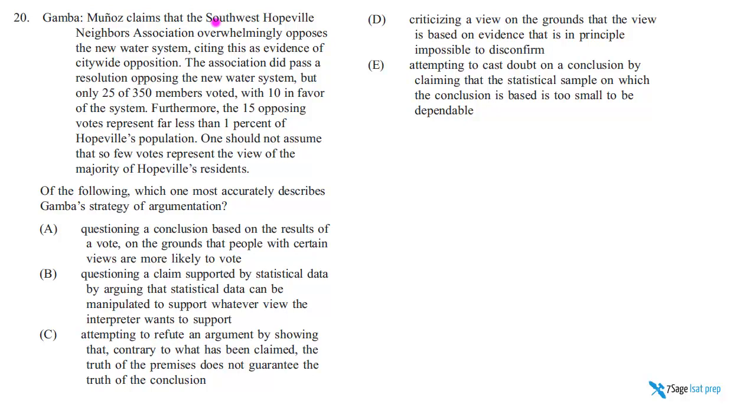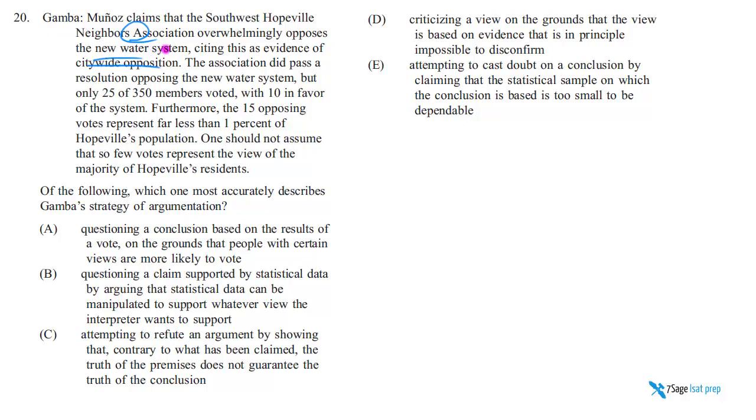M claims that the Southwest Hopeville Neighborhood Association overwhelmingly opposes the new water system. Okay. Citing this as evidence of citywide opposition. So this guy M is saying, look, this association overwhelmingly opposes the new water system. Because of that, M is going to conclude that there's citywide opposition. Anyway, so let's see. I think Gamba is going to try to attack this right here.